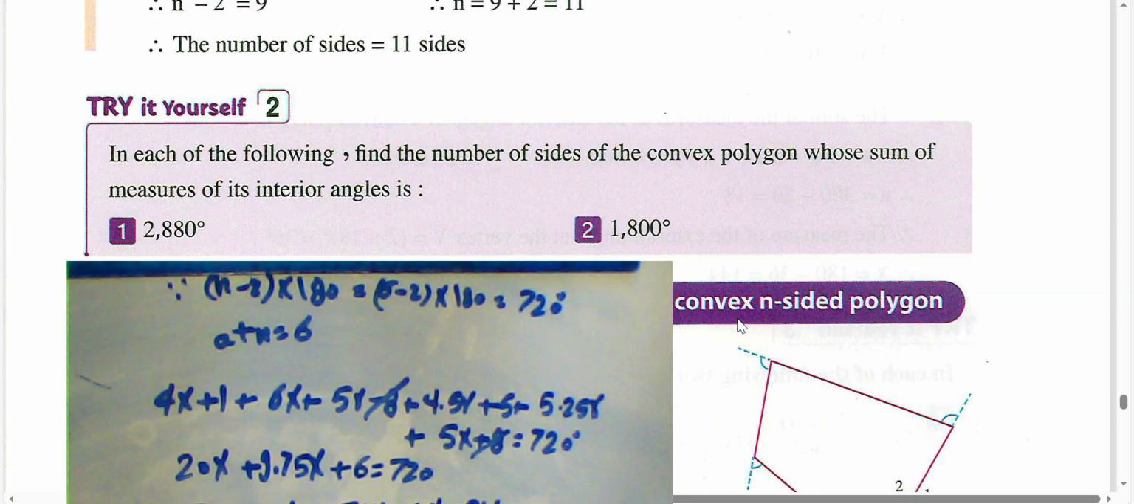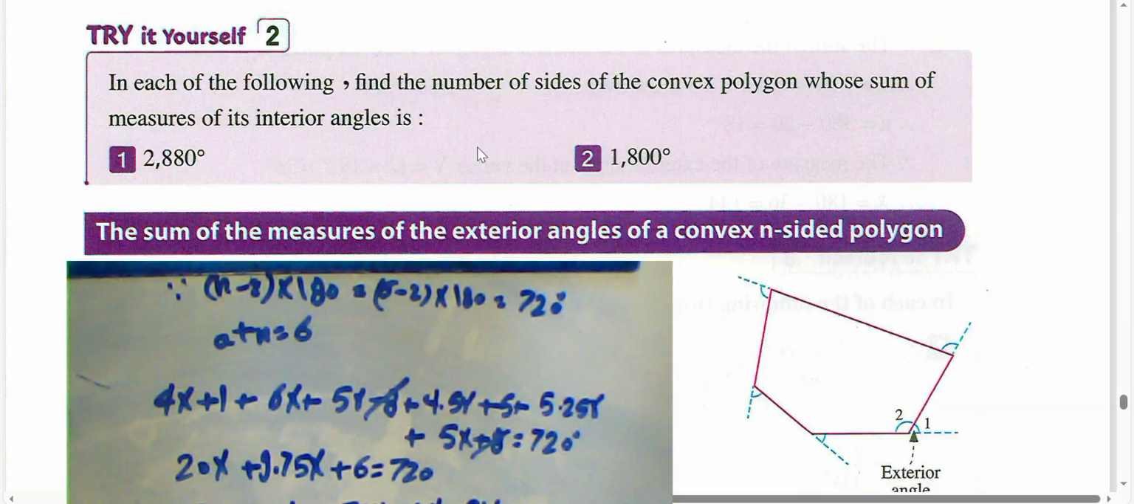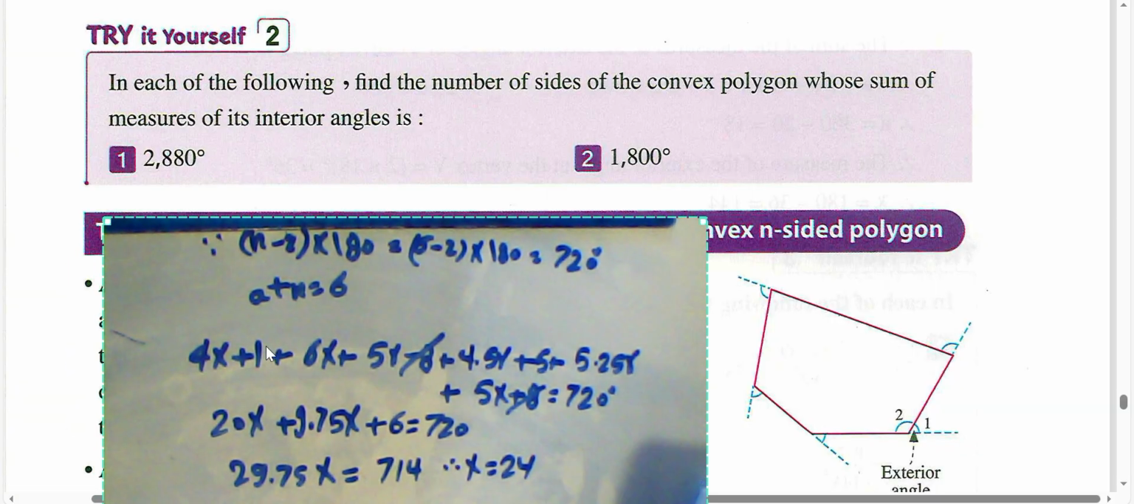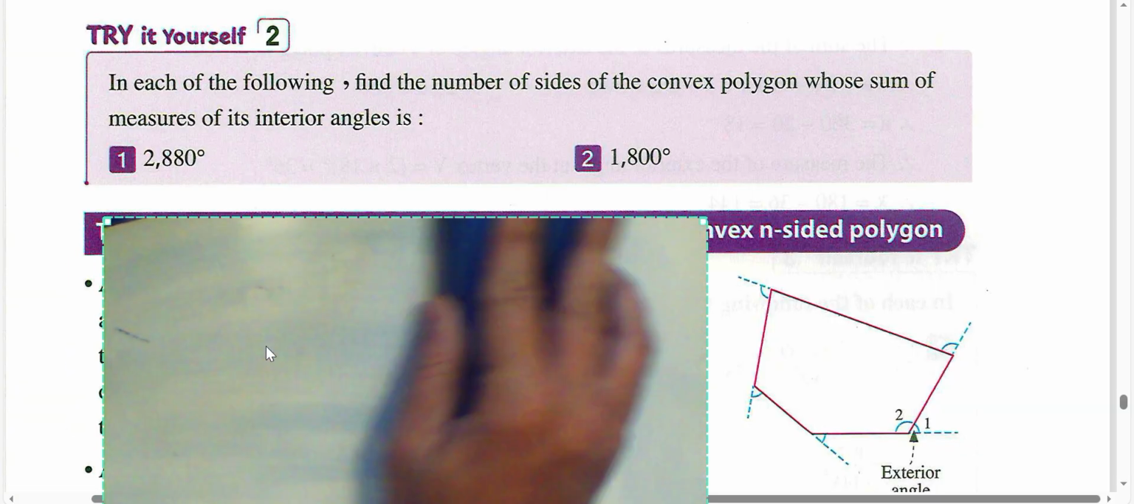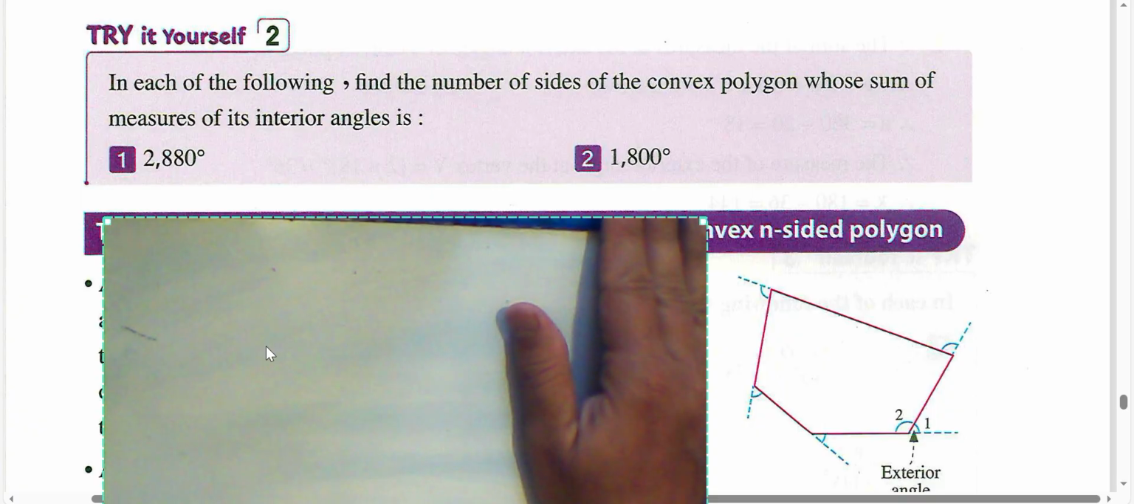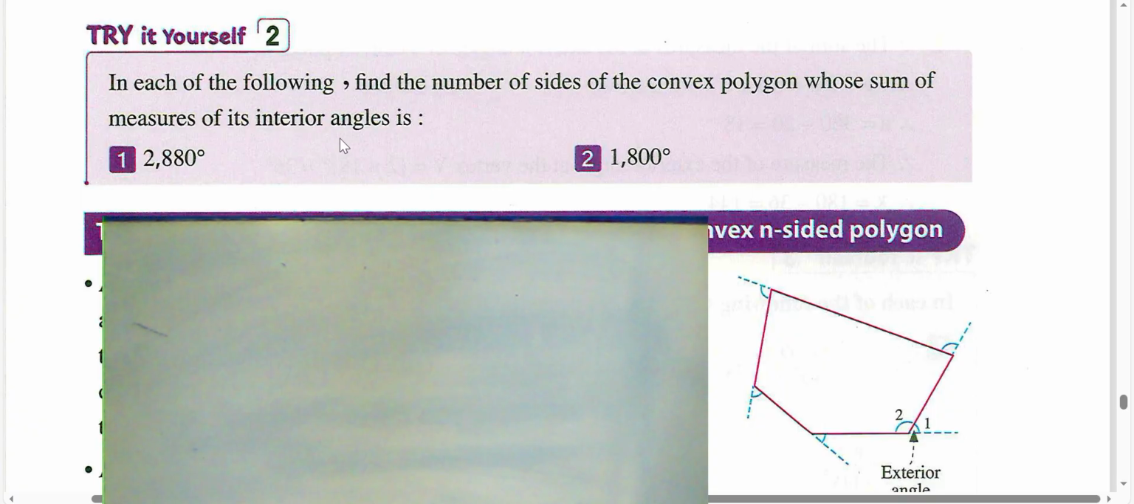Okay, now I will explain this question. Try to solve number 2. In each of the following, find the number of sides of the convex polygon whose sum of the measures of the interior angles is 2880. We want to find the number of sides.